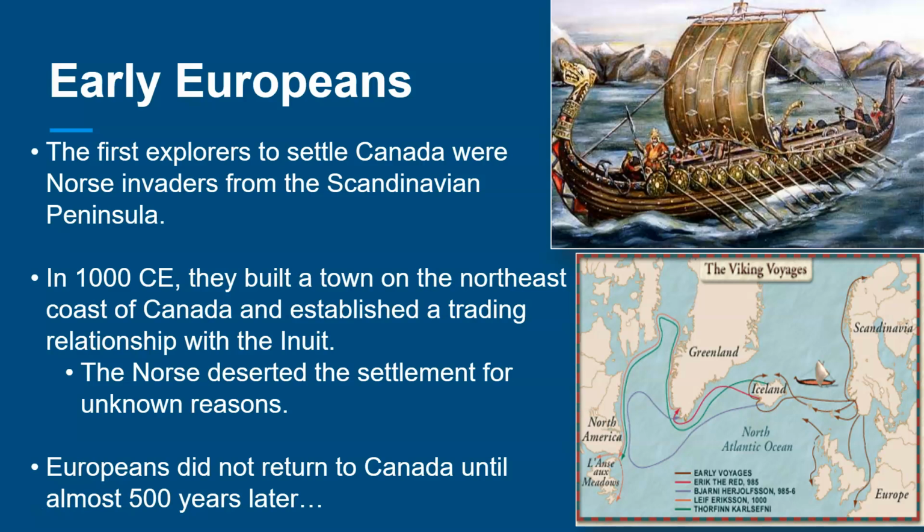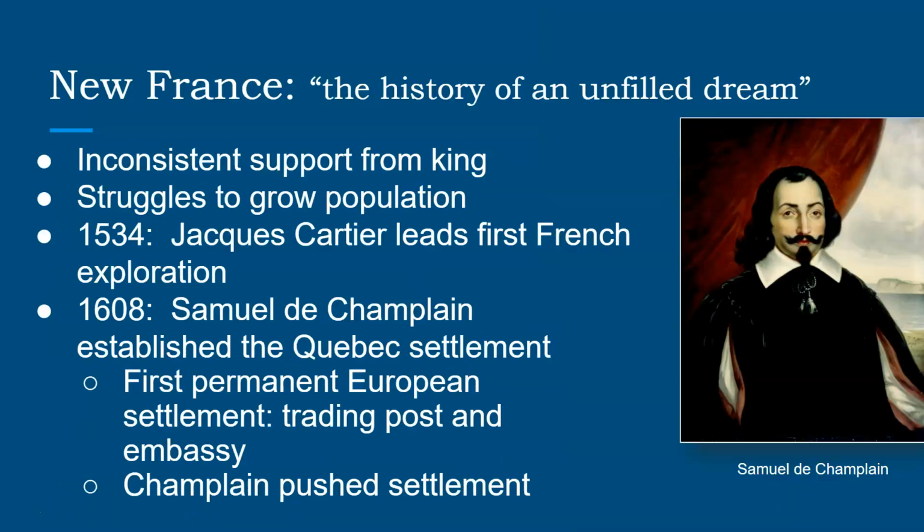Talking about early Europeans coming into this region of the world, the first explorers known to settle Canada from Europe were the Norse invaders from the Scandinavian peninsula in approximately the year 1000 CE, standing for Common Era. They built a town on the northeast coast of Canada and established a trading relationship with the Inuit tribes, and these Norse deserted the settlement for unknown reasons, but Europeans would not return to Canada until almost 500 years later, into the time period that we've been talking about with English settlement in the North American region.